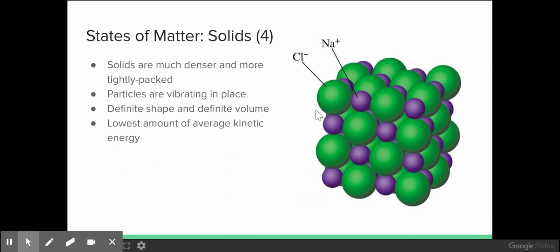Our next mini lecture will deal primarily with the states of matter and the phase changes that they undergo.